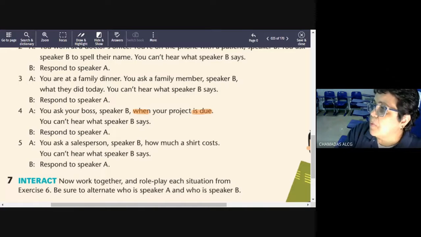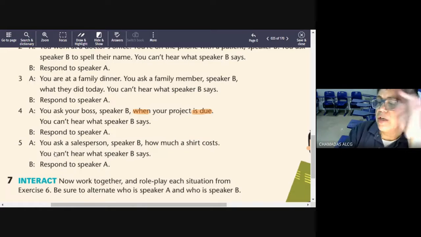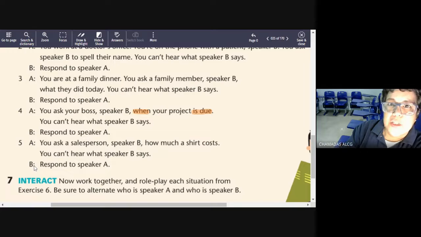That's a good possible way to ask your boss to repeat something you missed, okay? And finally, number 5, you ask a salesperson, speaker B, how much a shirt costs. You can't hear what the salesperson says. So how do you ask for repetition? Here, the questions are inverted. They are asking the other way around, what the salesperson says.